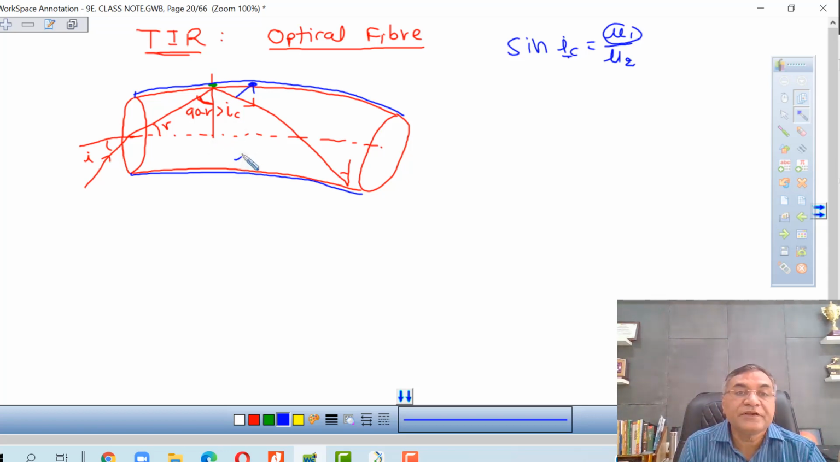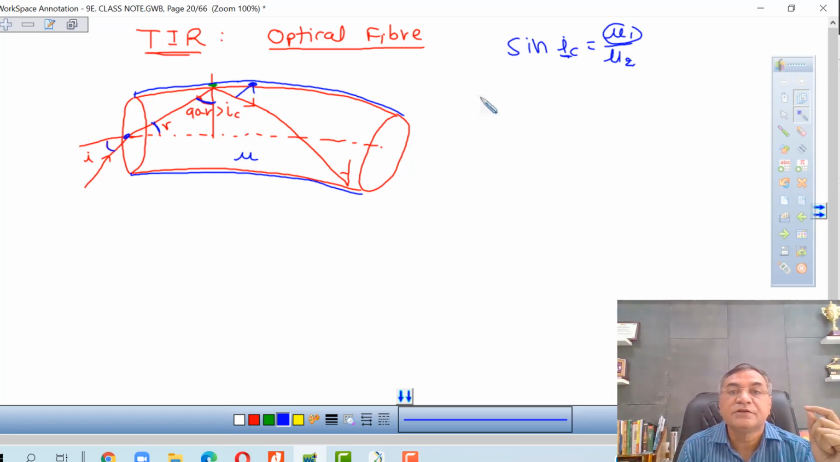So this refractive index is given, this is also given. Using this you can calculate iC. Then this angle should be greater than that. So you can calculate this r also, and again using Snell's law you can calculate i. Such types of questions are asked.